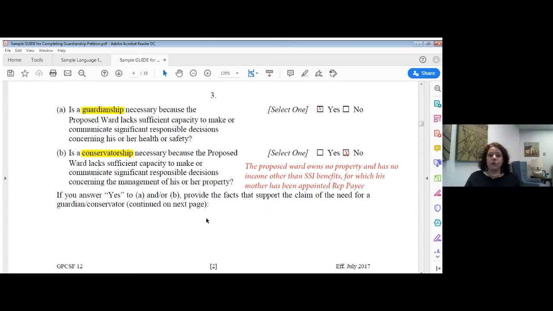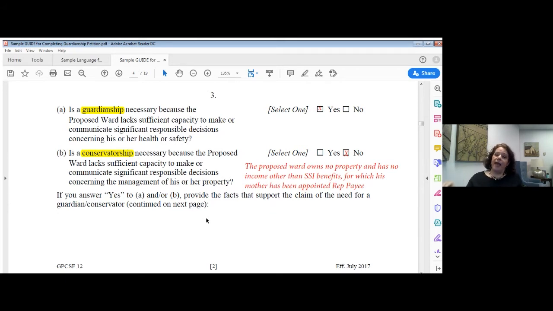SSI has its own process through which the Social Security Administration will appoint a representative payee for the ward. So maybe I am entitled to my $783 a month in SSI, but if the Social Security Administration is already directing that to someone else on my behalf, then it's already being watched. And the probate court concedes to that. They say, oh, okay, we recognize that yes, Heather's getting SSI each month, but it's getting paid to a representative payee.